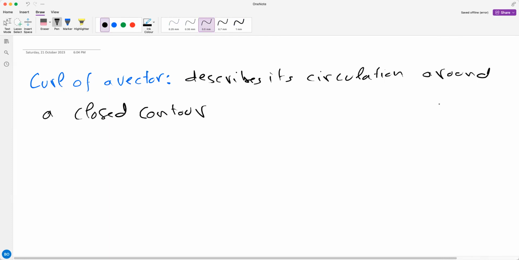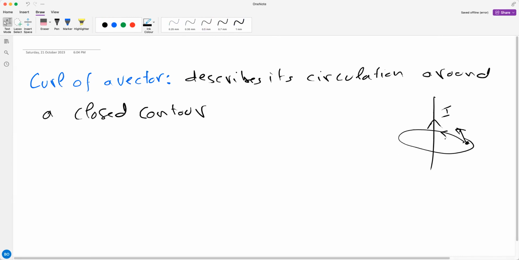Remember, when you have an electric current flowing, and we wanted to calculate the magnetic field created by it. So we had the magnetic field, right? It gives us the curl. How do we calculate the magnetic field?